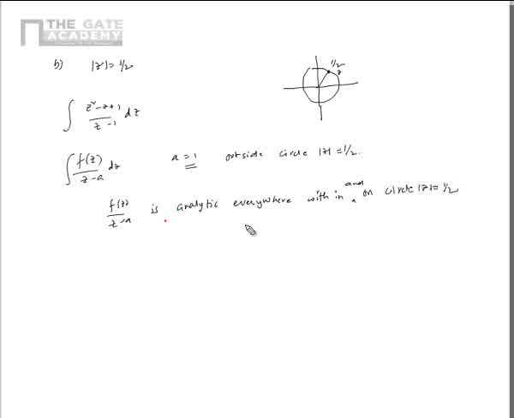So when this is analytic, we know that the integral of g of z dz, when g of z is analytic everywhere within and on the curve, is 0. So the value of the present integral is 0. This is by Cauchy's theorem. That's what we have used.